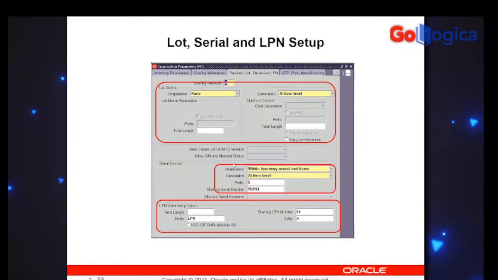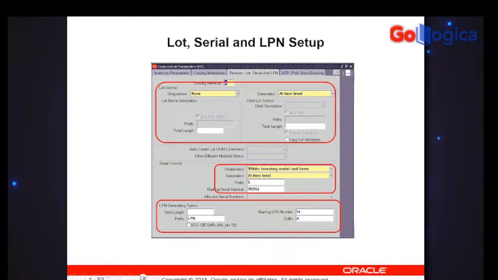What is specific here is your LPN generating options. For LPN generating, you need to set up the prefix, your starting LPN number and a suffix if you want to give it. The total length you can also give; some warehouses or businesses give 10, 20, likewise, or you can leave it so that it will just consider on its own. For example, the current LPN that will get generated is LPN 54A. But if you give it as 10, it will have LPN 00000054A, a total of 10 digits.